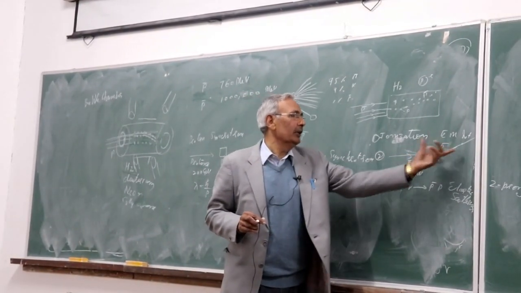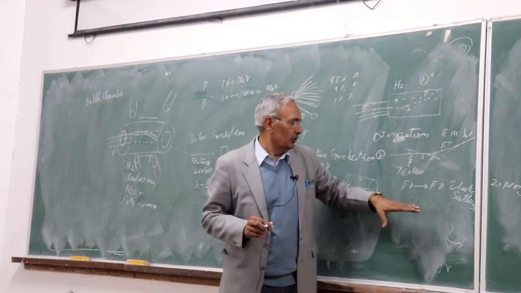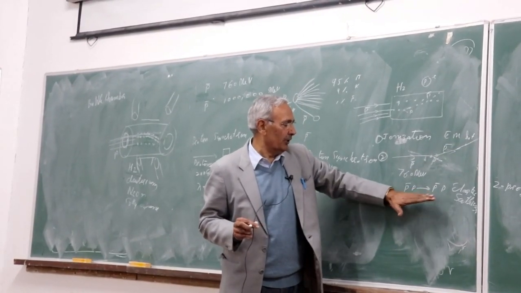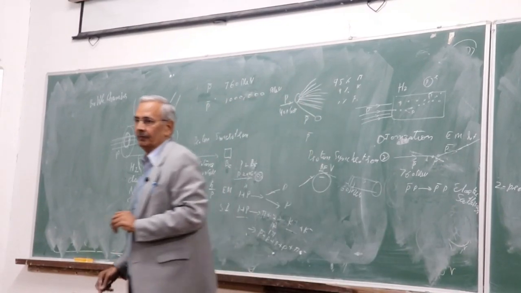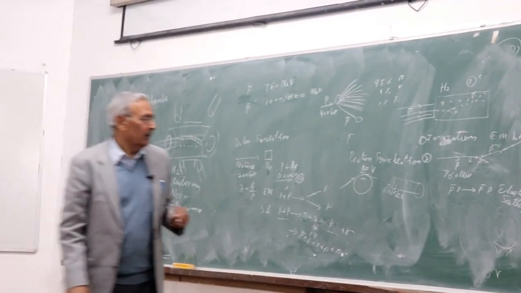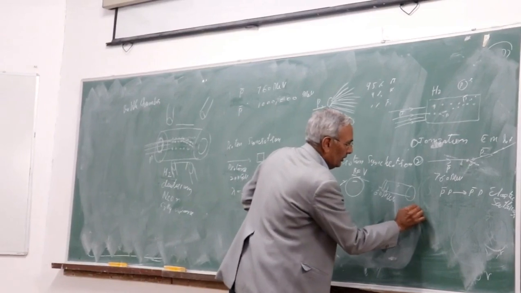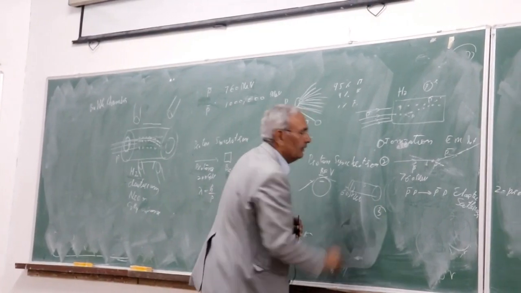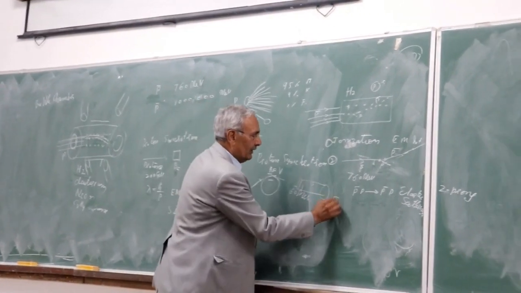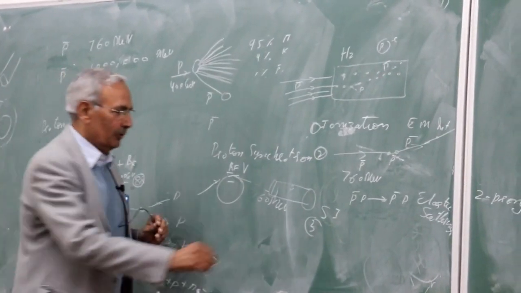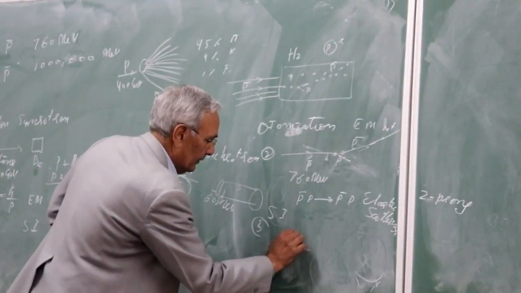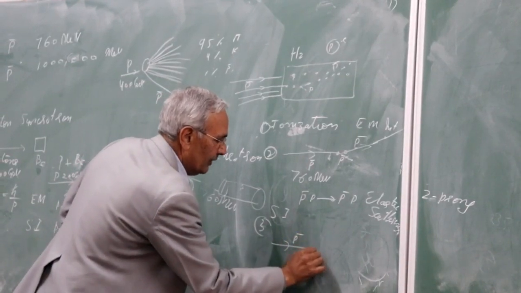Length is small, in this case length is large, so you'll have antiproton interacting with the proton, giving antiproton-proton, that's your elastic scattering, that's your two-prong. Okay. Now there is another possibility, that's your strong interaction. Antiproton comes, interacts with the proton.